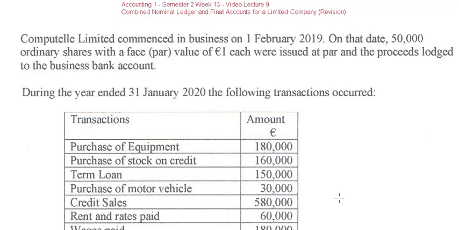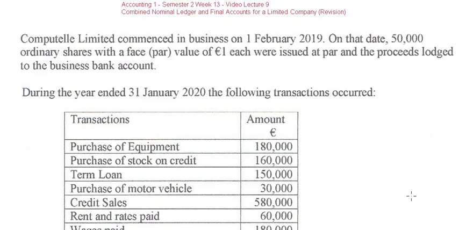And this is what you'd expect. The company will have opened a bank account, and any money it received from the shareholders would be lodged into that bank account. So that's our first transaction, a very typical transaction between the business and the owners of the business, the shareholders. So during the year ended 31st of January 2020, the following additional transactions occurred.